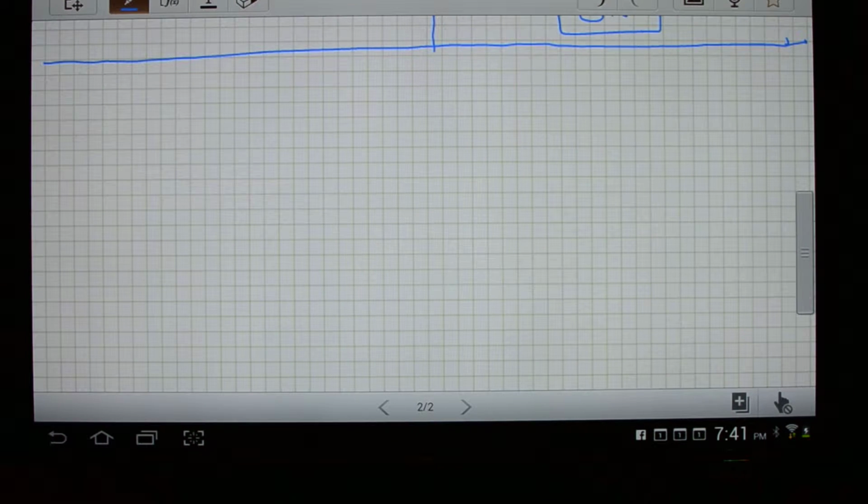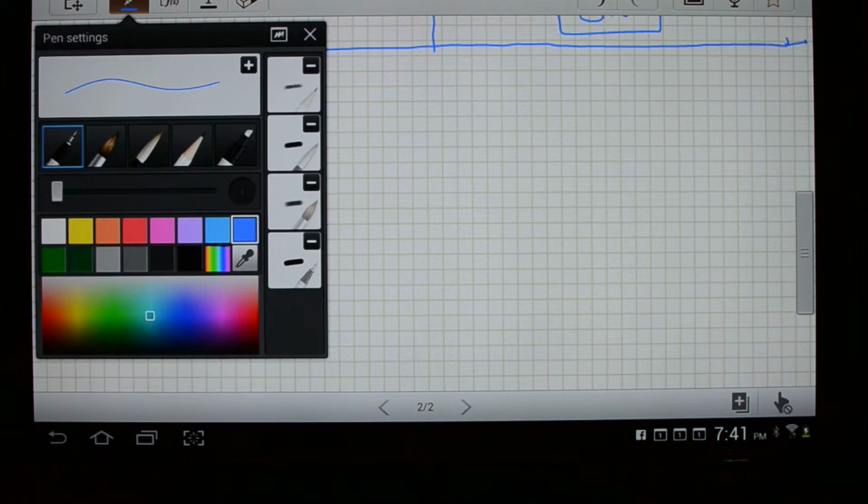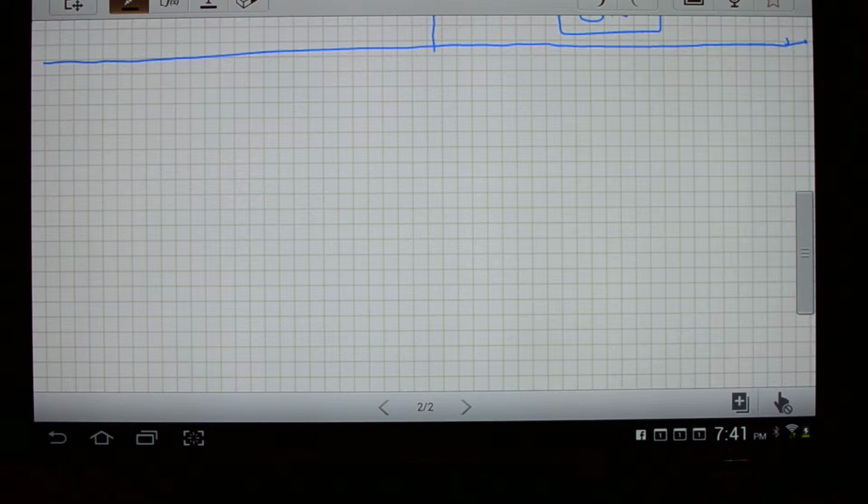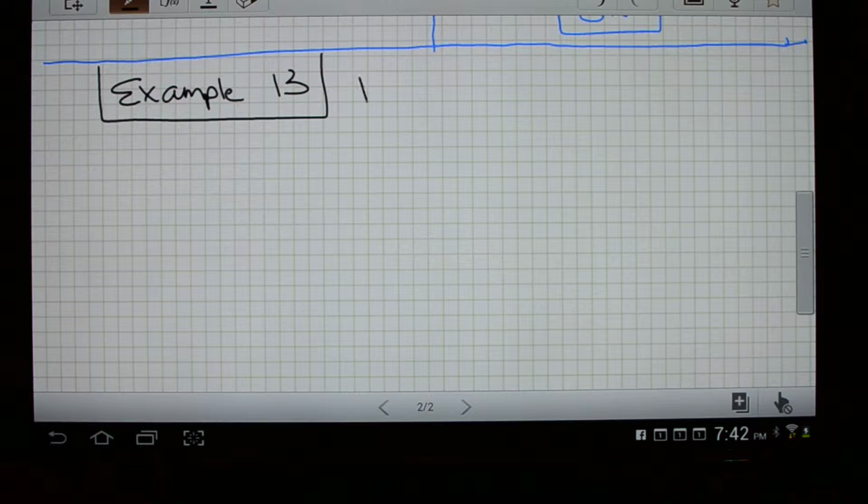Okay, welcome back. This is going to be the video for example 13 in lesson 8D. So we're still continuing lesson 8D. This is on page 152, and it says simplify again.